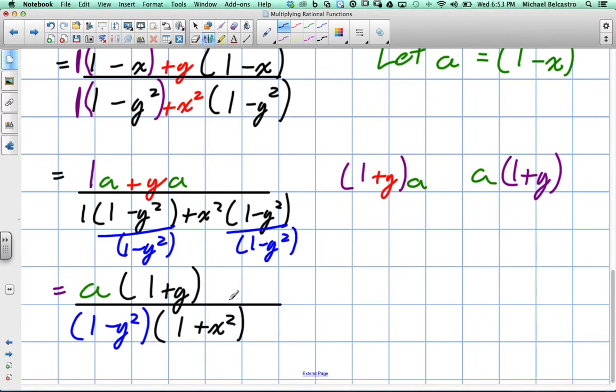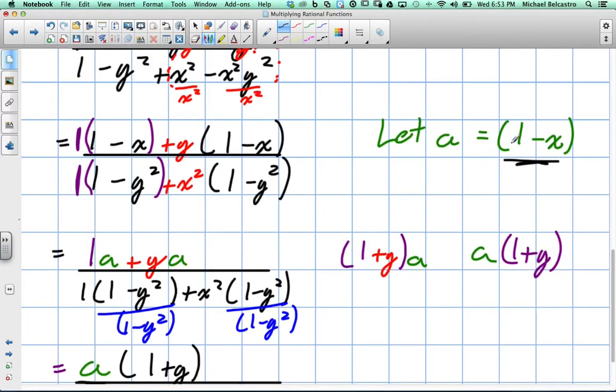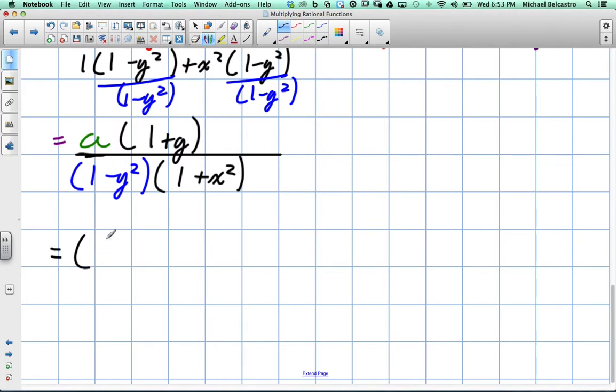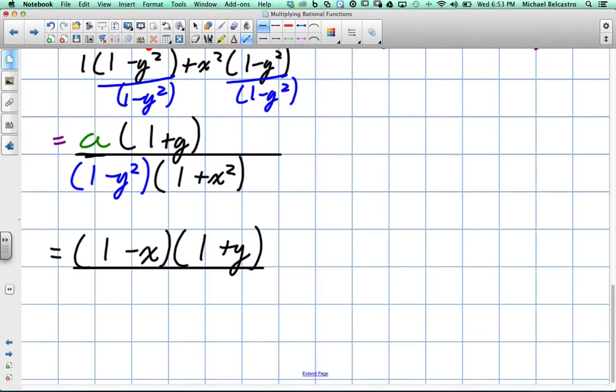The only problem with the a isn't originally what it is. A is this. So I now have to plug that value back in for a. So 1 minus x in for a. And now if we look at it, 1 minus x, we just plug that back in for the a value. 1 plus y. And then on the bottom we have 1 minus y squared, 1 plus x squared.